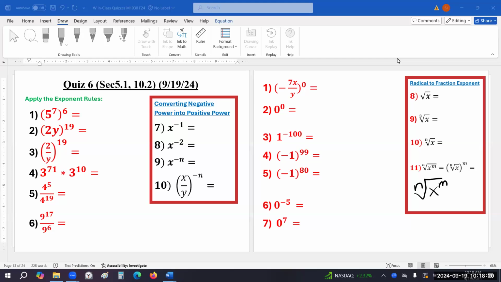Okay, let's see. Jolene, first one. What do you think is the first one? Wonderful. Two powers together, we multiply them. So it's 5 to the 42.